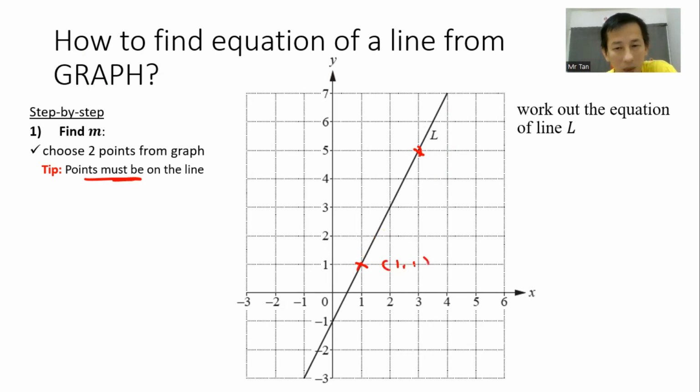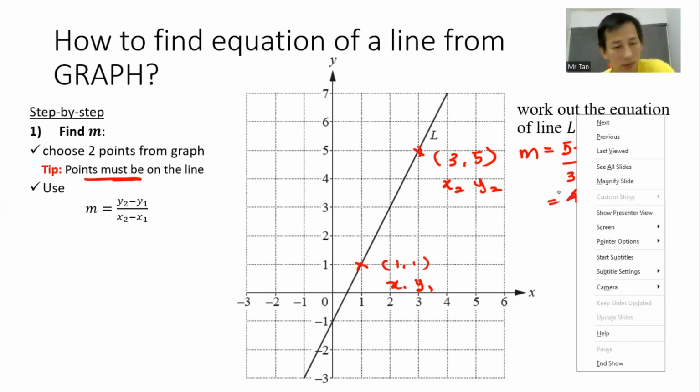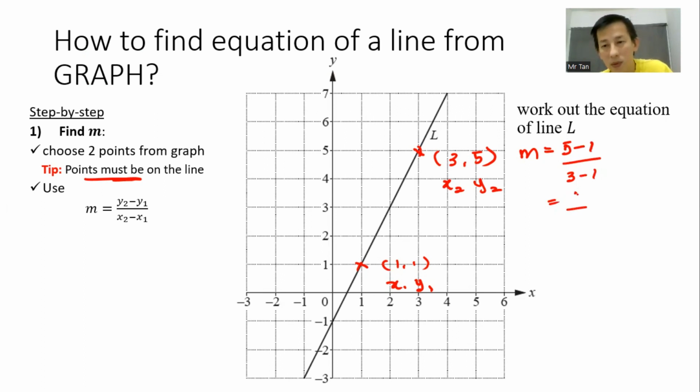This is 1, 1. This is 3, 5. To find the gradient, use the same equation. Therefore, just label this as x2, y2, and this x1, y1. So your m is equal to 5 minus 1 over 3 minus 1. That will give you 4 over 2. So your m is equal to 2.